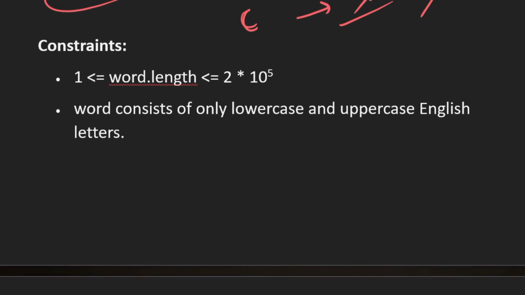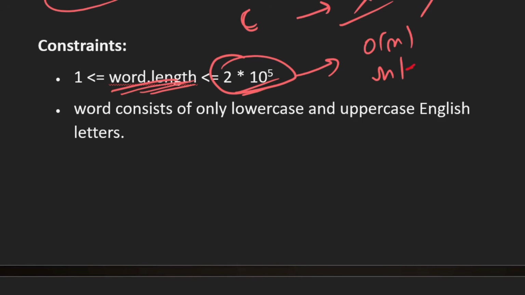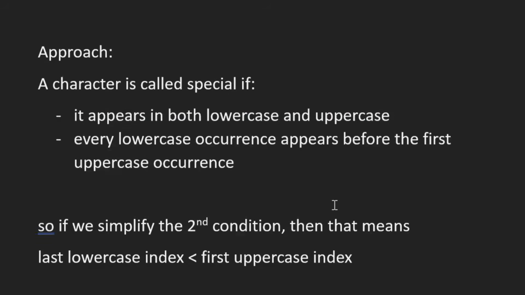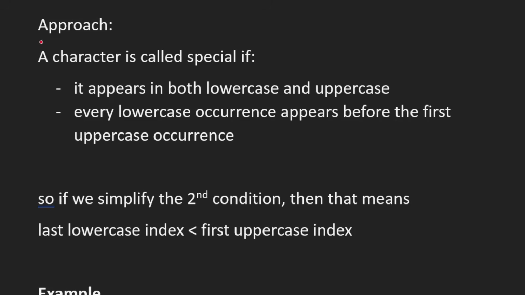So let's see the constraints. The number of characters in the word is 2 times 10 to the power 5, right? That points to an O(n) solution or O(n log n) solution, right? And our word consists of only lowercase and uppercase English letters, right? So these are the constraints. So let's move to the approach part.